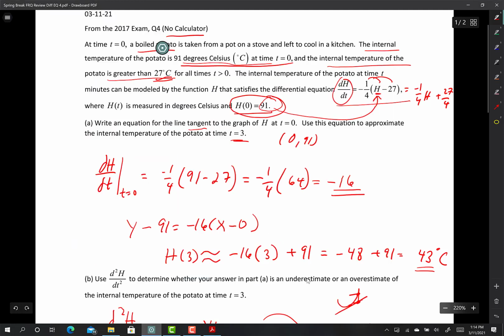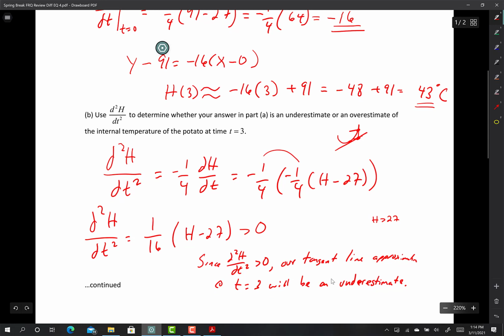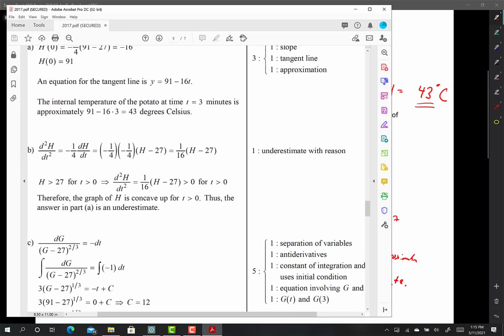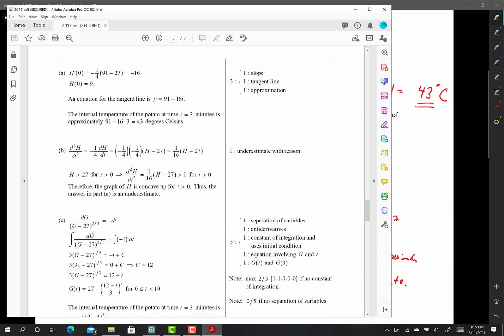And I think we got that. Yep, 43 degrees. And then our tangent line approximation was an underestimate. So let's see here. Second derivative was that. Boom. h is greater than 27 for t greater than 0. I didn't put this statement here, but I did write h is greater than 27. So I think we're good. Therefore, the graph of h is concave up for t greater than 0. Thus, the answer in part A is an underestimate. I think we got it, guys. If we would be a little more specific, I think that would be great. So my apologies if I didn't write super specifics there.